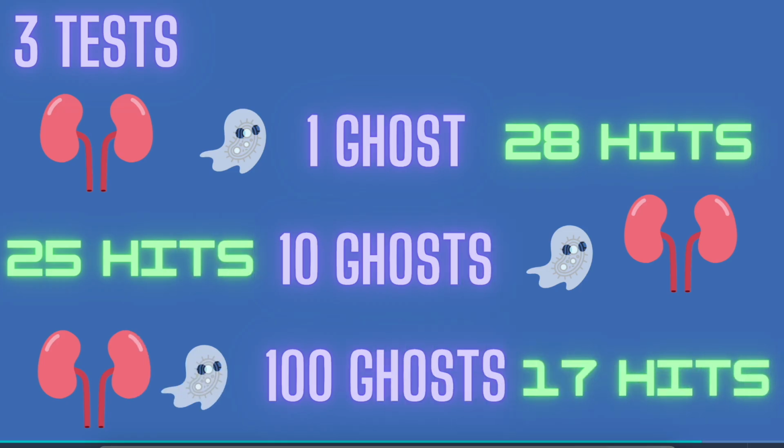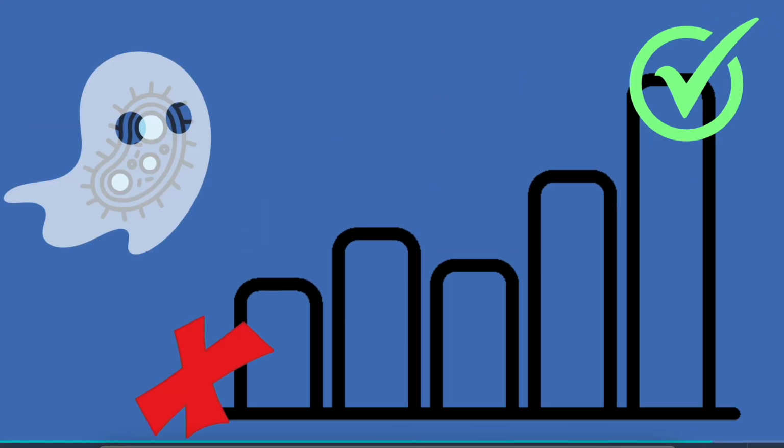1 ghost to 1 kidney cell created 28 hits of the GPCRs and the bacterial ghosts. And the next, they did 10 ghosts to 1 kidney cell, signifying 25 hits. The next was 100 ghosts to 1 kidney cell, which only resulted in 17 hits. There is a max and there is a limit to how many bacterial ghosts you can do at a time. And from the looks of it, it's a lower number.